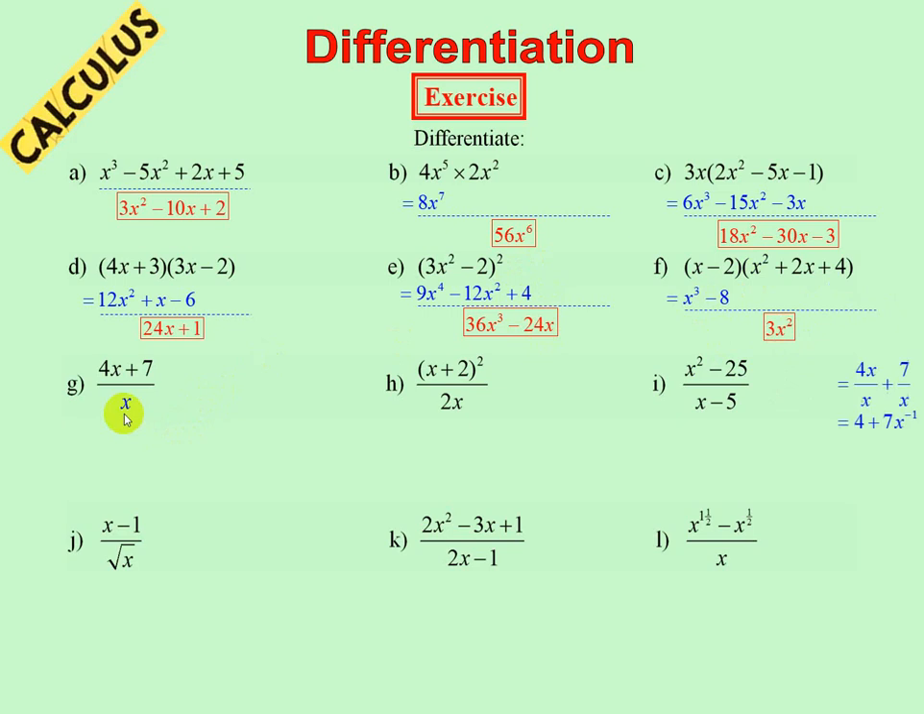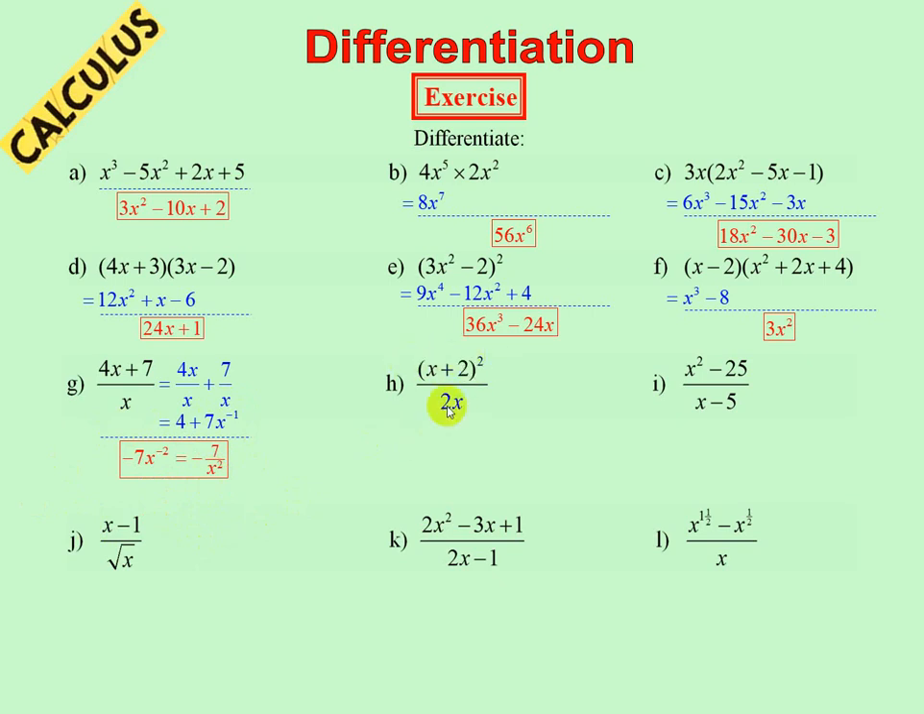We can write that as 2 terms. We need to divide x into both, which becomes 4 plus 7x to the minus 1. Now we can differentiate that. The constant goes, and minus 7x to the minus 2, which we should write with positive exponents.